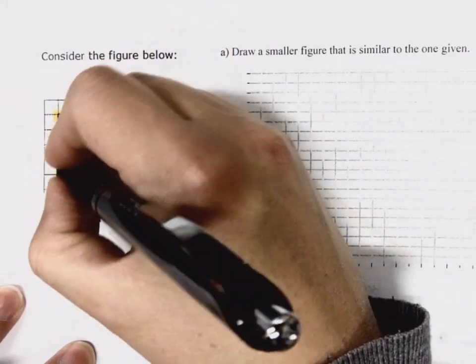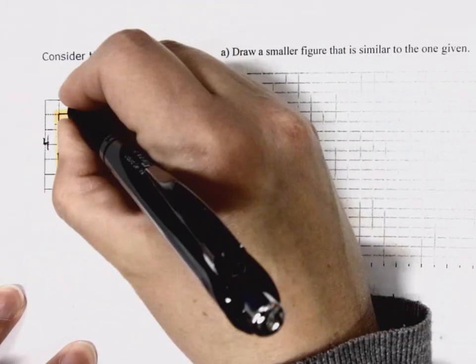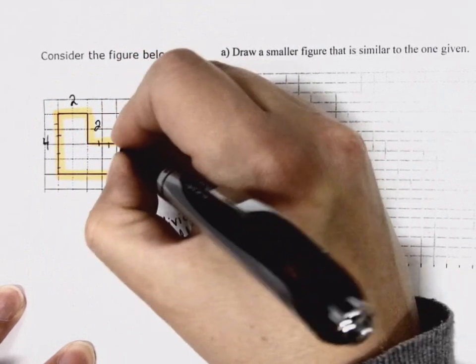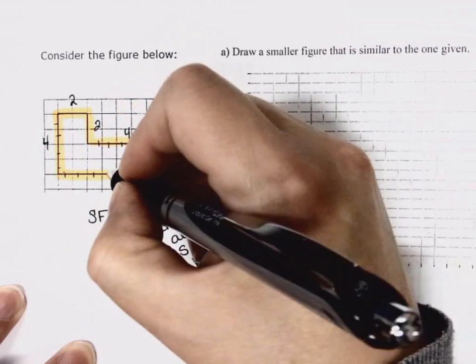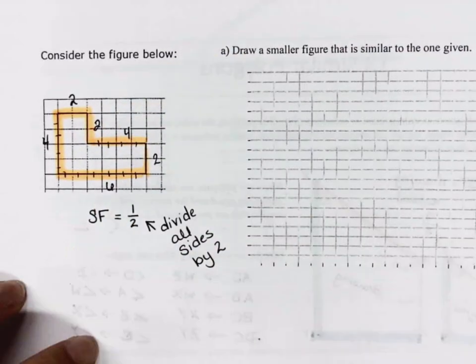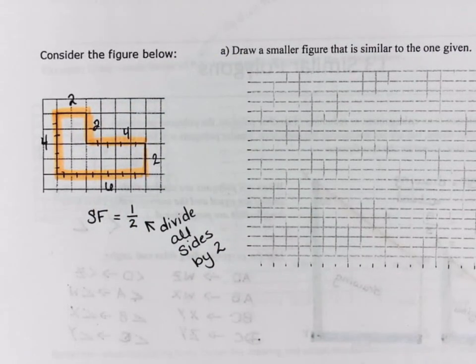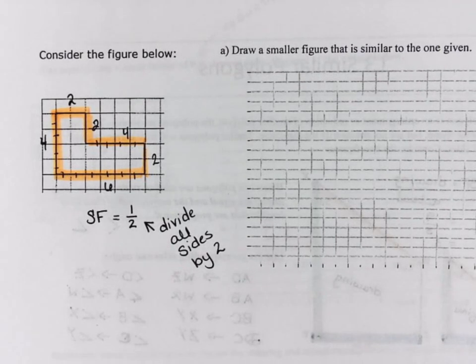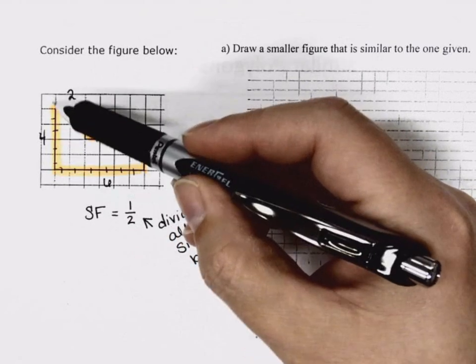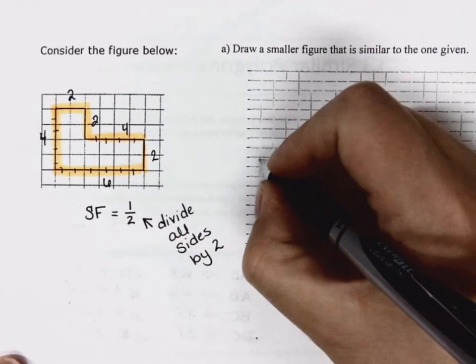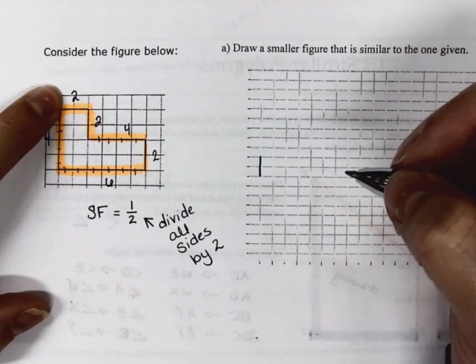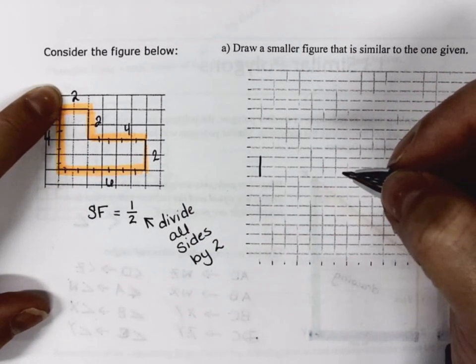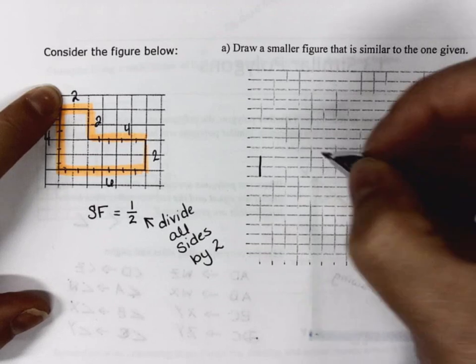So we have 1, 2, 3, 4. So that's 4. That's 2. That's 2. That's 1, 2, 3, 4. That's 4, 4. No, that's a 2. 1, 2, 3, 4, 5, 6. All right, if we know all of our side lengths and we're going to times them by 1/2, or we're going to divide them all by 2, what's this new side length? 2. Okay, there's my 2. If this one was 2, what is it now? What's 2 divided by 2? 1.